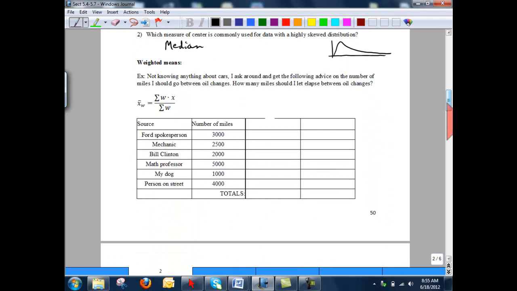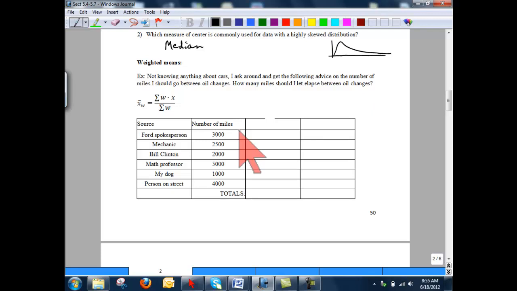Let's look at another type of example. Related to means are something called weighted means. Suppose the scenario is as follows. I have a car, of course, but I don't know anything about the mechanical workings of the car. I do know that it has something called oil, and that's supposed to be changed once in a while. So I decide to check around and see how often people recommend changing the oil.